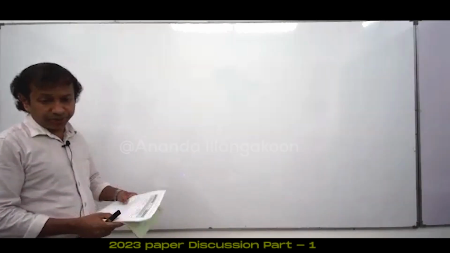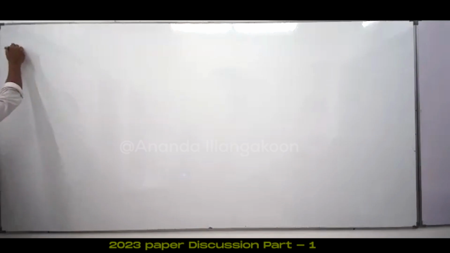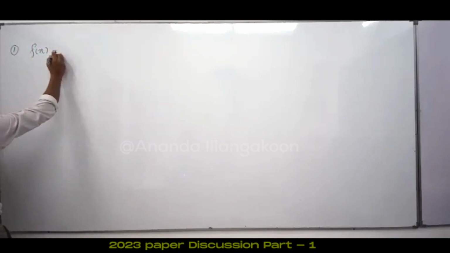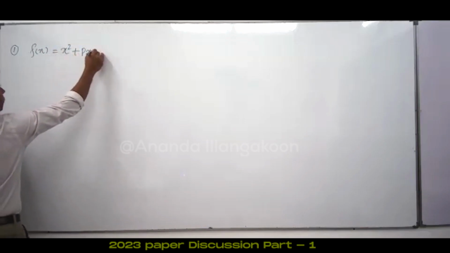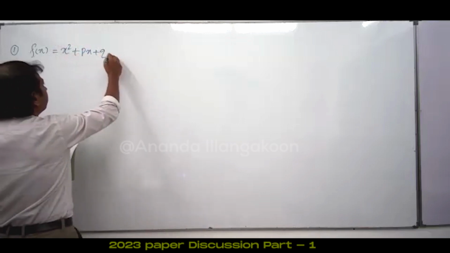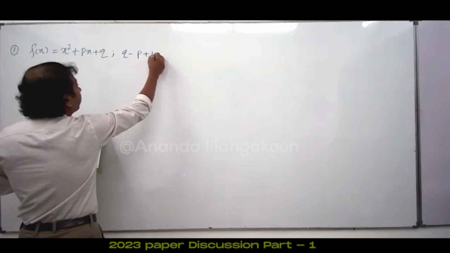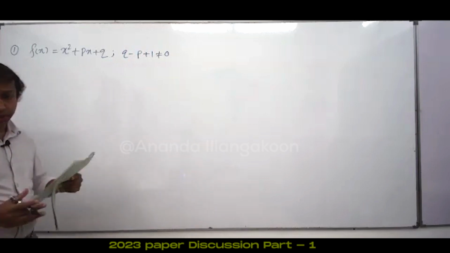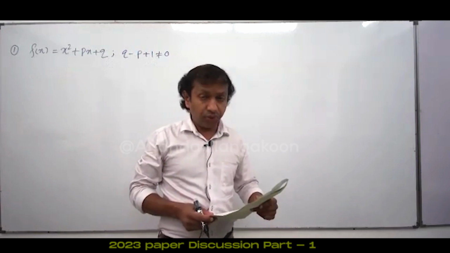f(x), right? Quadratic equation lesson. f(x) is given as x squared plus px plus q, and also given q minus p plus 1 not equal to 0. We are asked to show that -1 is not a root of f(x) equals 0.